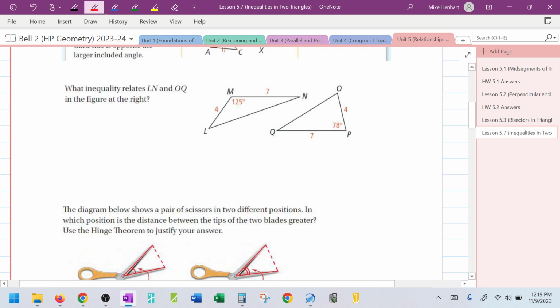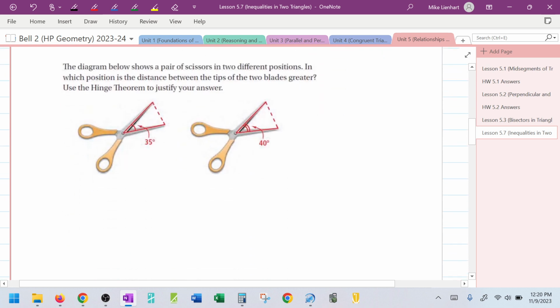So it says, what inequality relates LN and OQ? If I look here, I notice I have a pair of sides that are congruent, a second pair of sides that are congruent. So this is setting up the side-angle-side inequality. And I notice that 125 is bigger than 78. They want me to compare LN to OQ. Because LN is opposite the bigger angle in the side-angle-side scenario, I know that LN must be greater than OQ. Simple as that. That's what the Hinge theorem tells me.